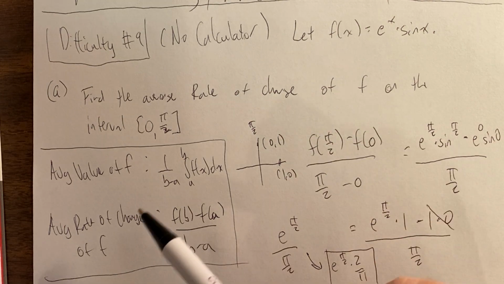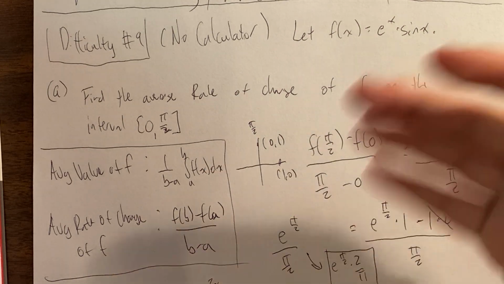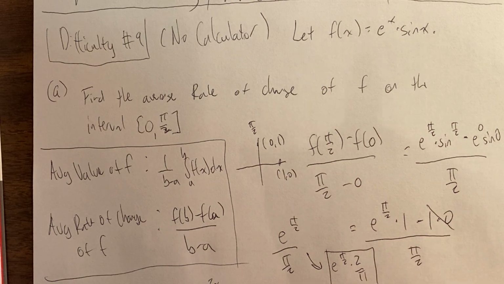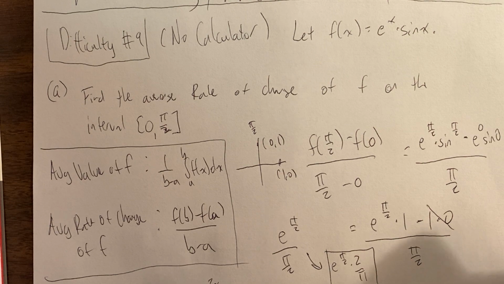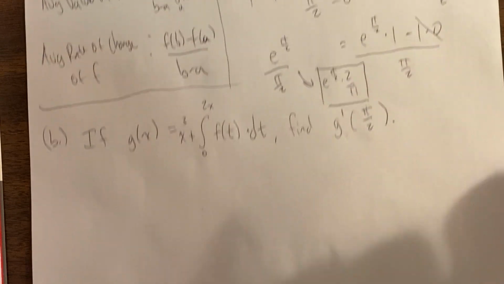Average value is usually 1 over b minus a, the integral. So in this case, just keep in mind that average rate of change is usually algebra slope, and it's one of the only questions where you don't take a derivative or an integral. So we have another question.